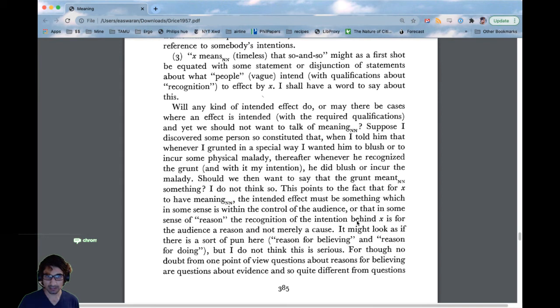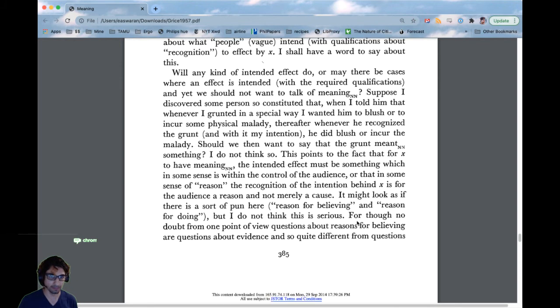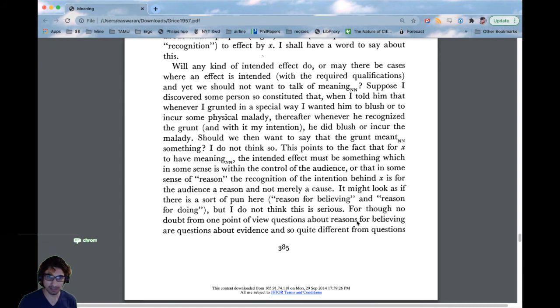Will any kind of intended effect do, or may there be cases where an effect is intended with the required qualifications, and yet we should not want to talk of meaning? Suppose I discovered some person so constituted that, when I told him that whenever I grunted in a special way I wanted him to blush, or to incur some physical malady, thereafter, whenever he recognized the grunt and with it my intention, he did blush or incur the malady. Should we then want to say that the grunt meant something? I do not think so.